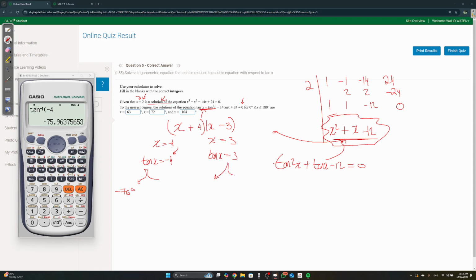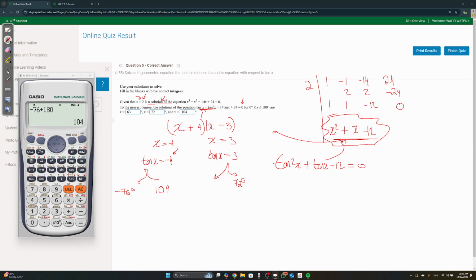Before adding 180 and whatever, let's see what the calculator gives us for shift tan 3. You should get a positive answer now: 72 degrees. Now for tan, what do we always do? We always add 180 degrees, right? We agreed that for tan, the second solution you always do plus 180. So negative 76 plus 180. Let's do it. 104.